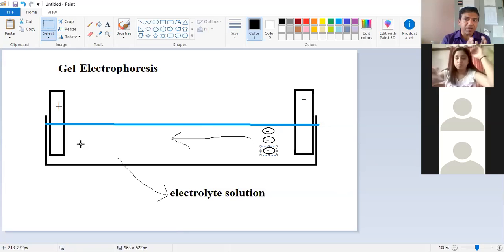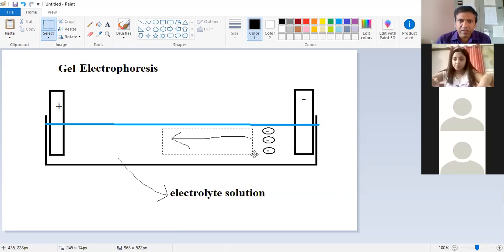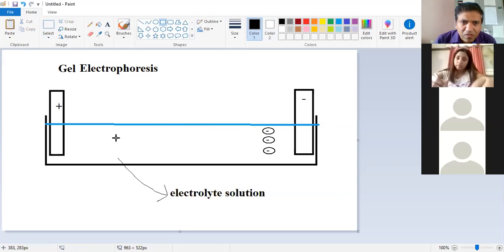Now for separation, what do you need? You need a gel. So what is gel here? In this case, what you are going to do is place a gel, and I will make it a different color.